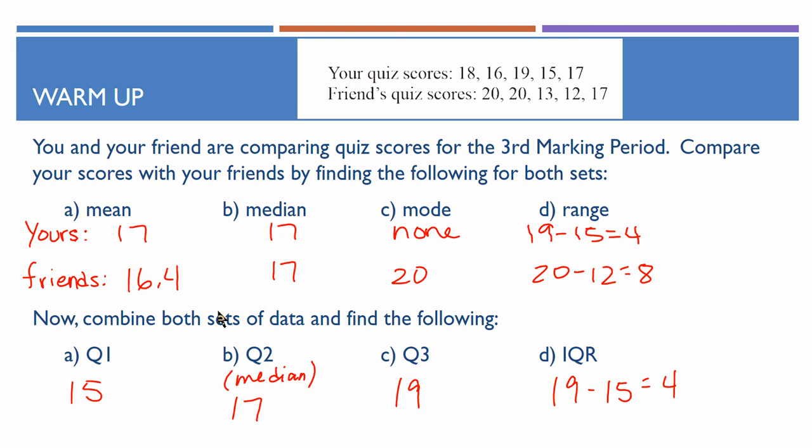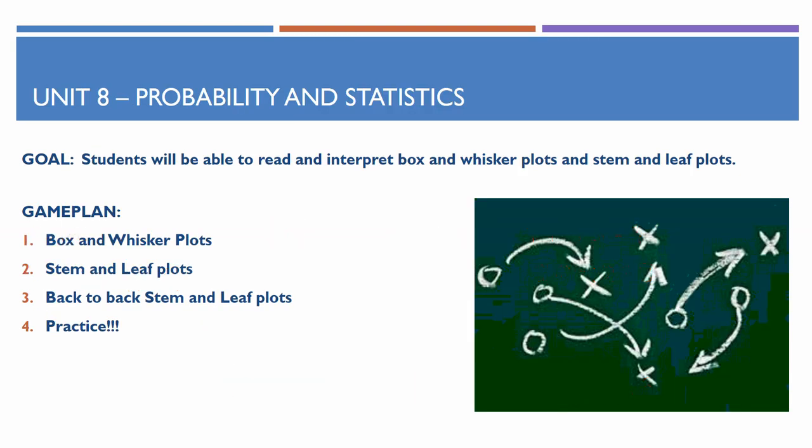And then when you combine both of your sets of data, your scores and your friend's, again, to find the quartiles and the interquartile range, you line them up from smallest to biggest, and then the median is the middle number, and Q1 is the middle number in the lower half of the data, below the median. Q3 is the middle number in the upper half of the data, above the median. And then the interquartile range is the third quartile, or the upper quartile, minus the lower quartile.